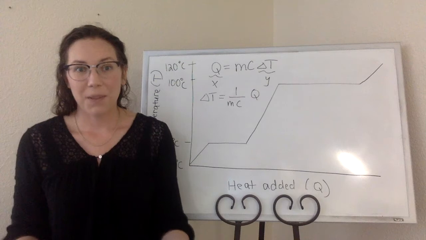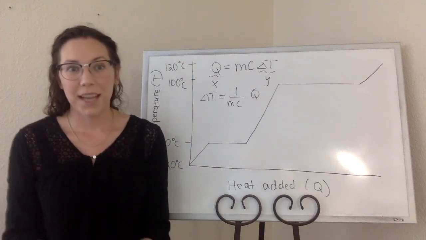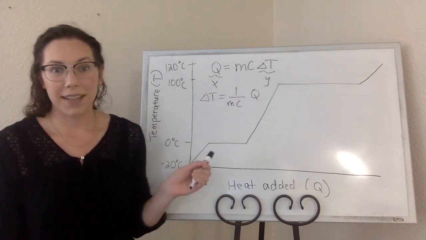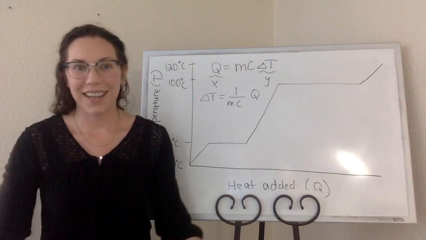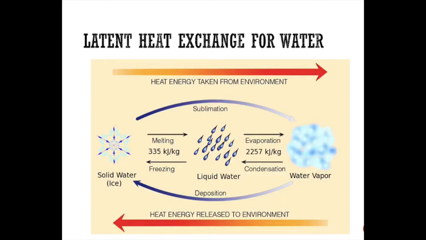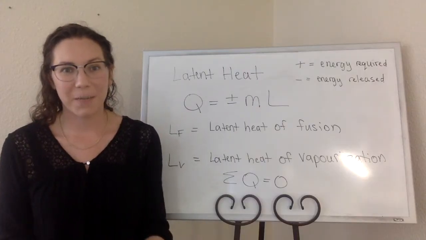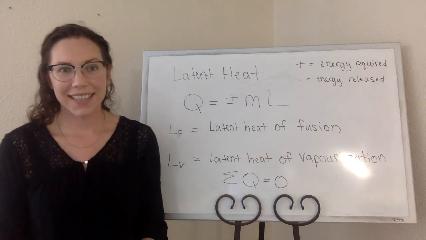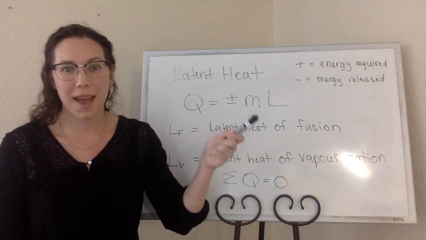I think it helps to picture a graph like this when you go through calorimetry problems, because each line segment here would require its own Q value. So let's look at how to find this for a phase change. The latent heat is the energy required or released in a phase change. And we can calculate that using Q, the latent heat, equals plus or minus mL.